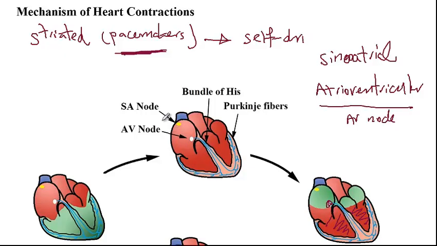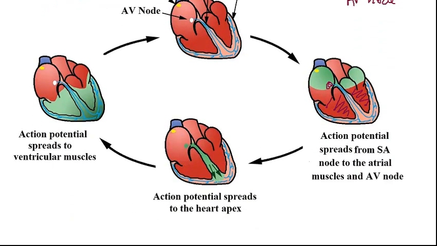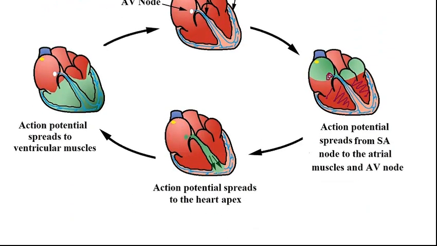And then from the AV node, the impulse will pass through the bundle of His, which is divided into the left and right bundle of His. And then the bundle of His, with the help of the Purkinje fibers, will transmit the impulse through the entire ventricles. So here you can see that the bundle of His allows the action potential to spread to the heart apex, and from here on, with the help of the Purkinje fibers, the action potential spreads to the rest of the ventricular muscles.